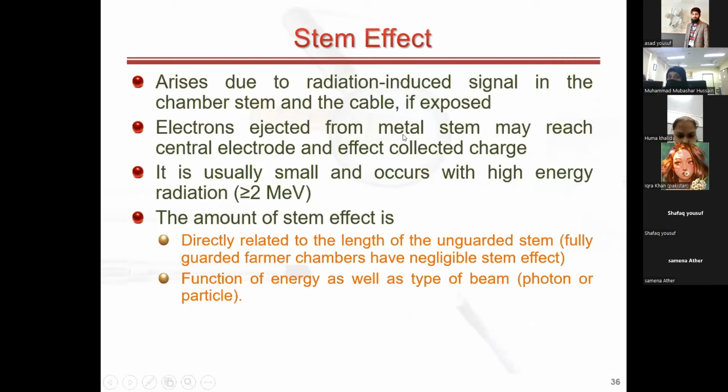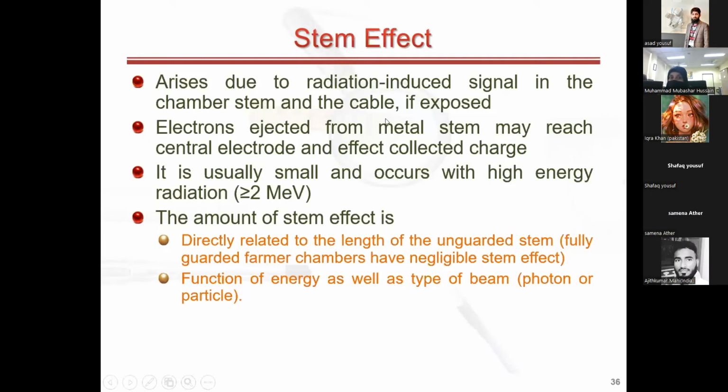So electrons that are ejected from the metal stem of the chamber may reach the central electrode and can affect the collected charge. Although the stem effect is usually very small and occurs mostly with high energy radiation, larger than 2 MeV, it can be controlled and made negligible by applying a guard electrode. Guard electrodes are kept at the same potential as the central electrode, and they do not let the electrons ejected from the metal stem reach the central electrode and affect the current or the signal that would reach the electrode.